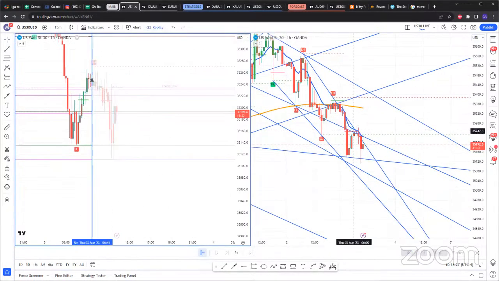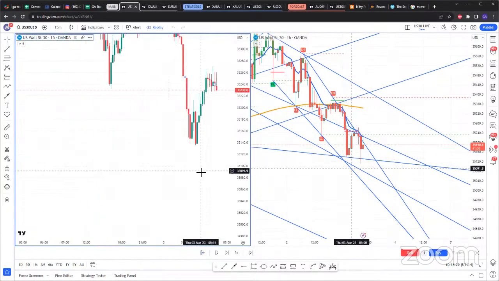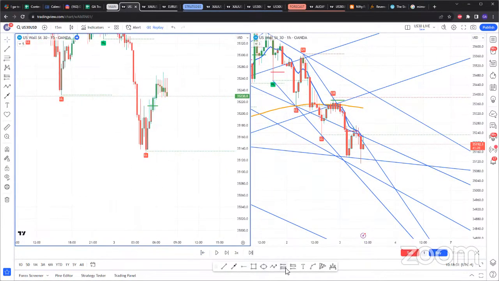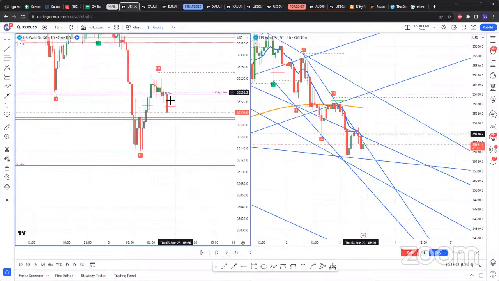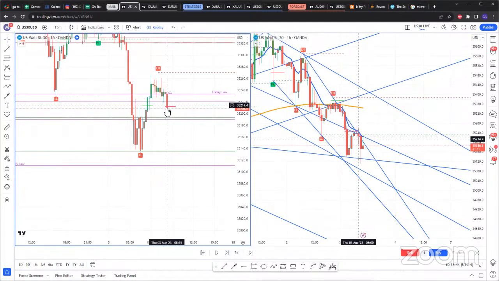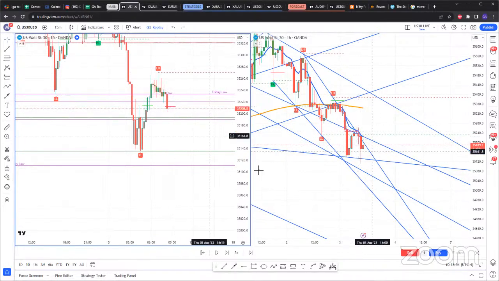So if I replay the chart right here, you'll see the moment that the red line showed up. If I play the bar, there you go. You can see this red line showed up in real time when this candle was right here. So for me here, what I was looking for is a break and retest below this red line, because keep in mind my bias was sell for US 30. If my bias is for sell, I need a break and retest below this red line.